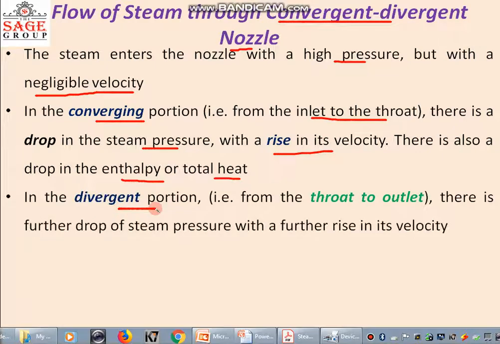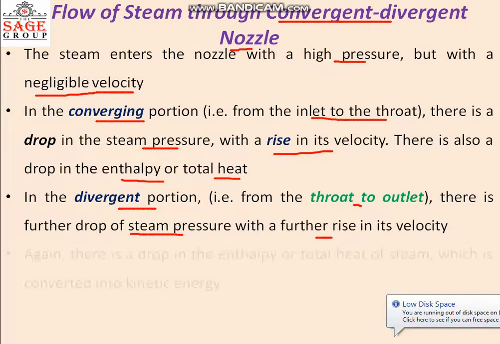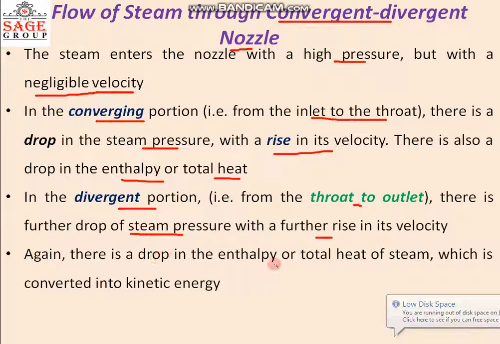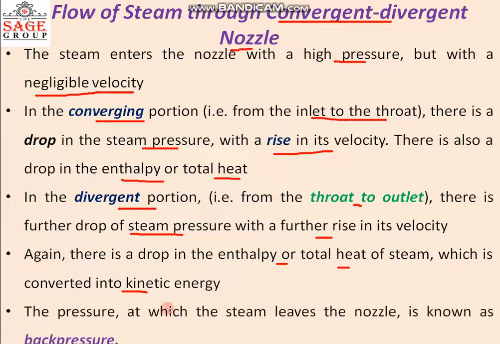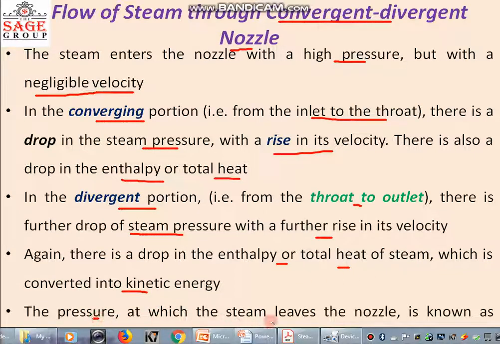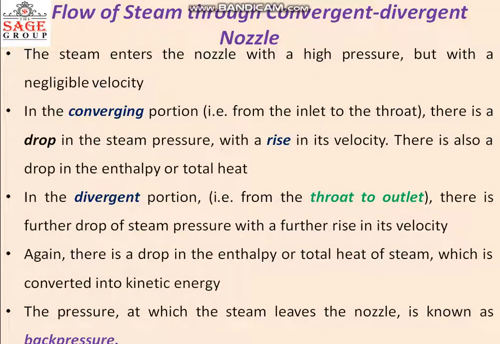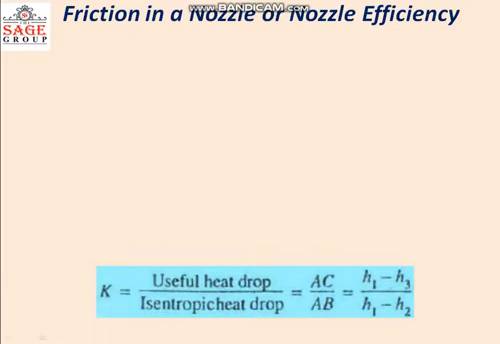In the divergent portion, from the throat to the outlet, there is a further drop of the steam pressure with a further rise in its velocity. In divergent portion also, there is pressure drop and increase in velocity. Again, there is a drop in the enthalpy or total heat of the steam, which is converted into kinetic energy. The pressure at which the steam leaves the nozzle is known as the back pressure.